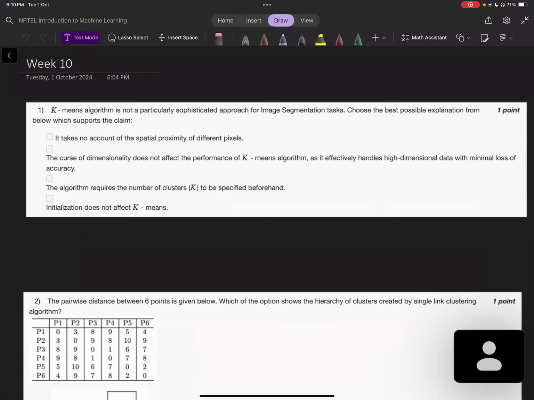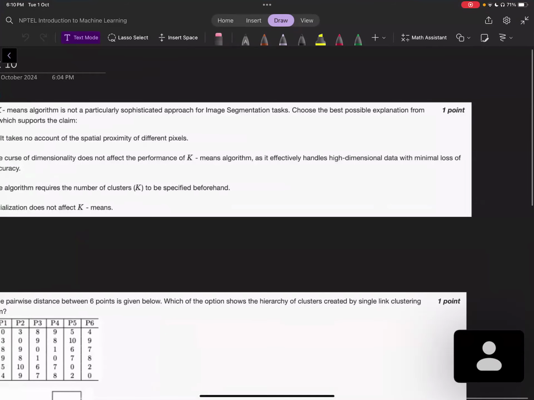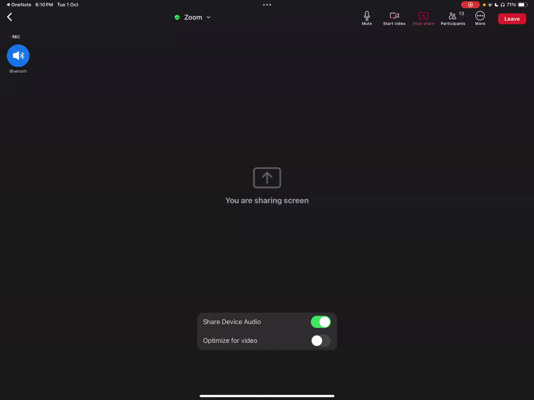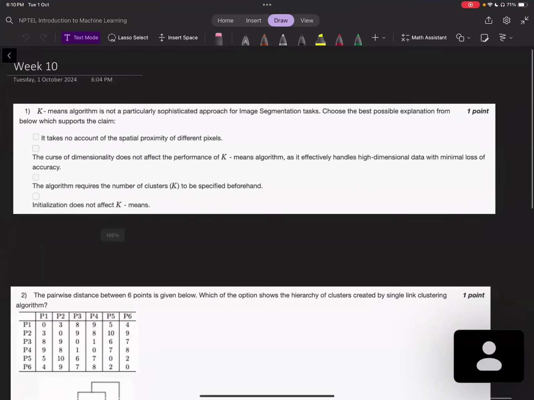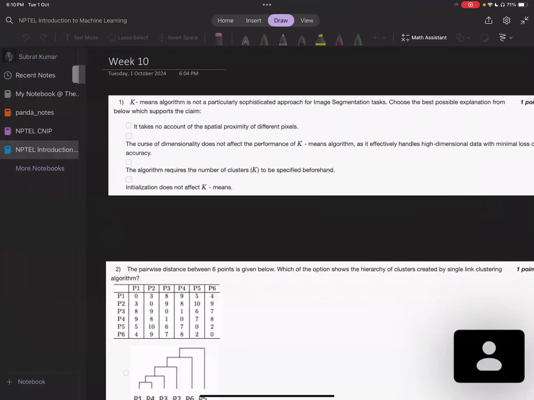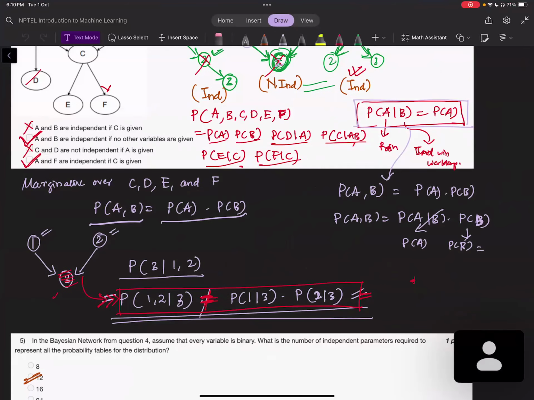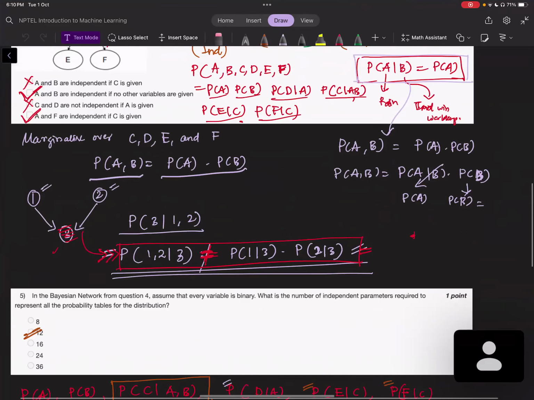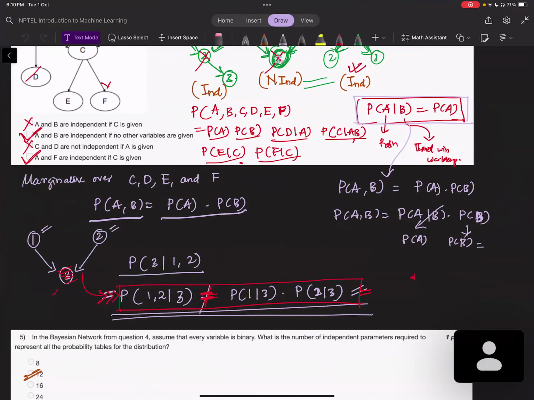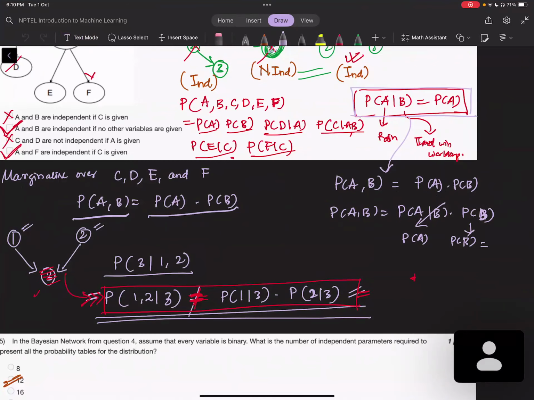So before starting the session, I'm audible, hopefully. Yeah, before starting the session, last week we did some things, right?